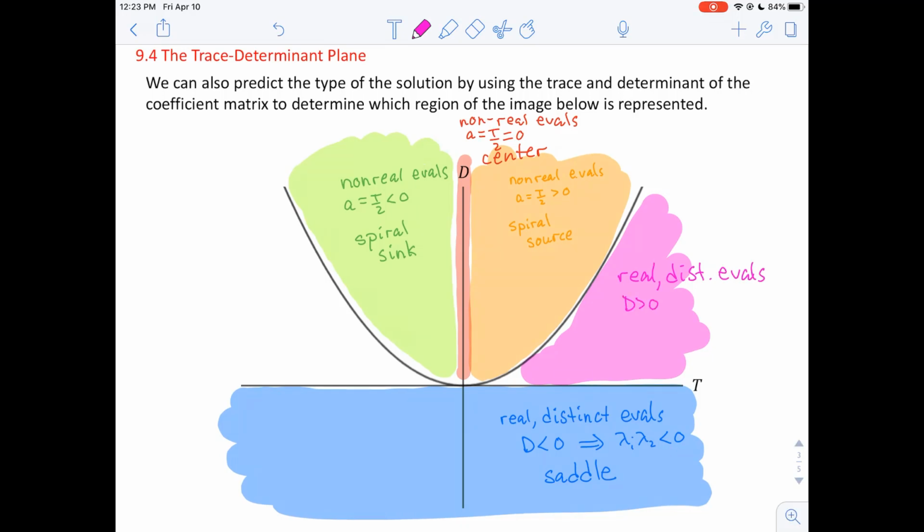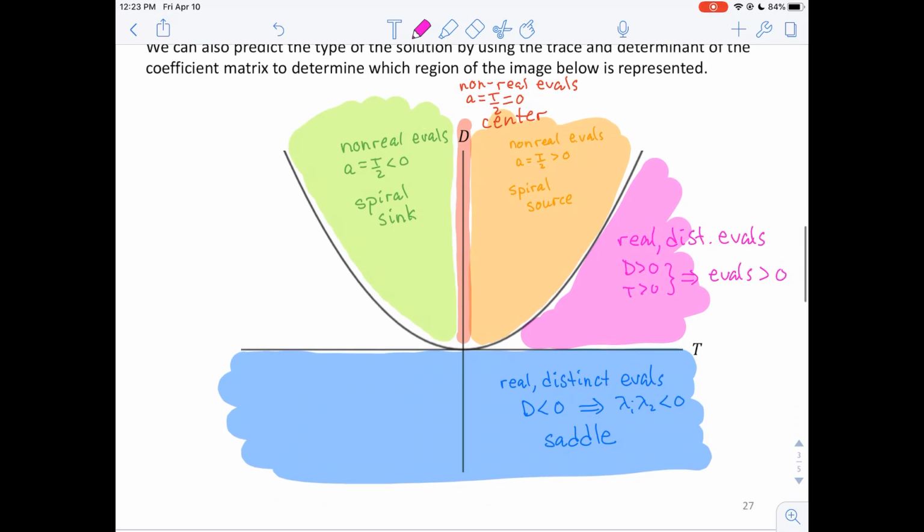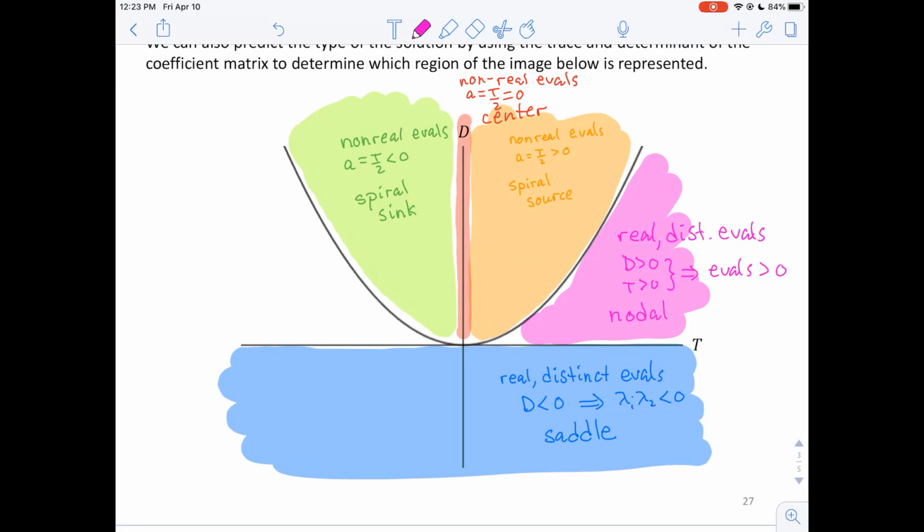The determinant is now positive, suggesting that the lambdas have the same sign. And the trace is also positive. And these together tell us that the evals are positive. Because when you multiply them, you need to get a positive number, and when you add them, you need to get a positive number. So the evals are positive, which means that we have a nodal source. Right? When the eigenvalues are positive, it means the solutions go to infinity. So that gives us the imagery of a source, like emanating from the origin.